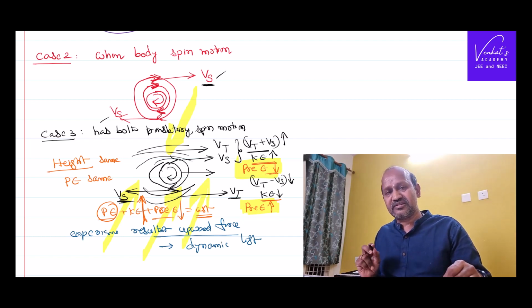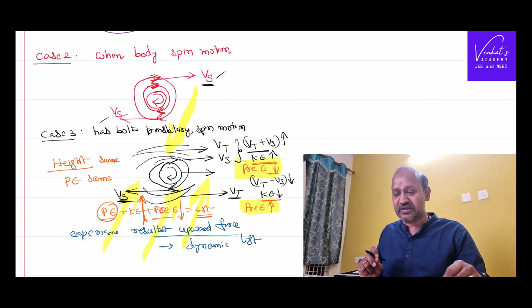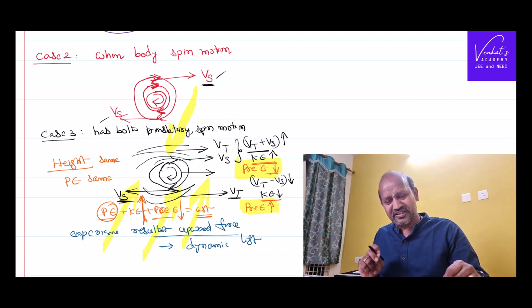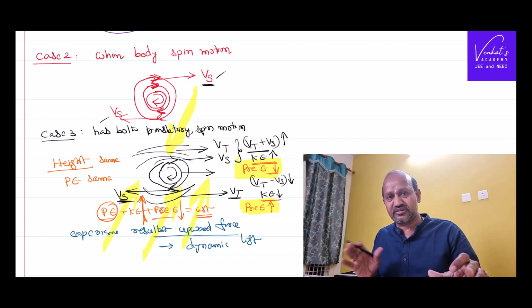You can see one or two simple applications of this dynamic lift in our real life too. But anyway, I will discuss that in the next video, so as not to lose the focus.